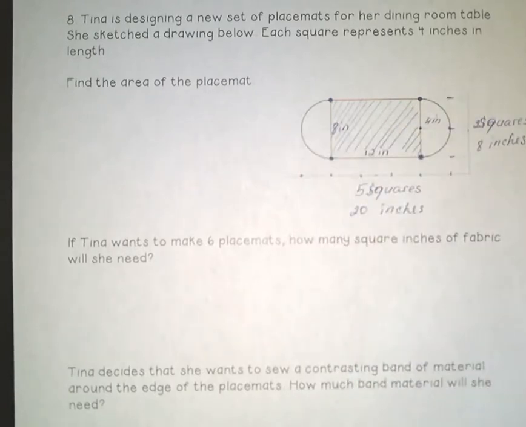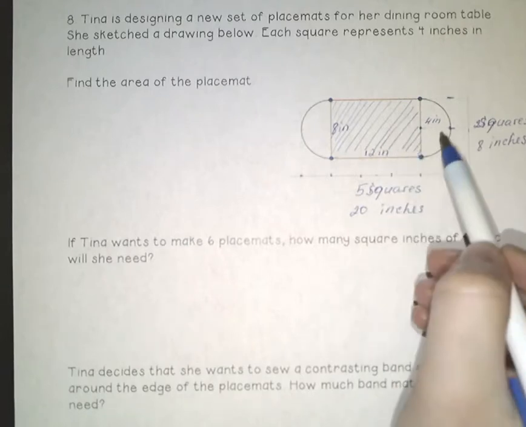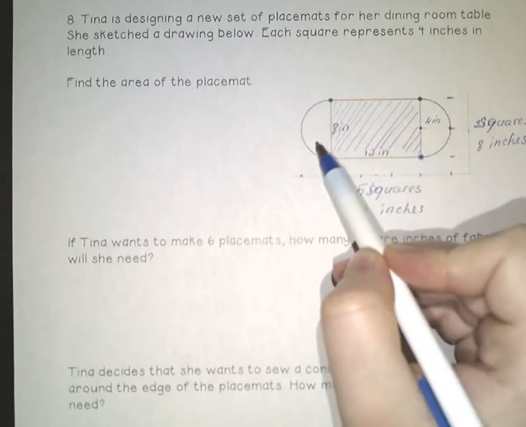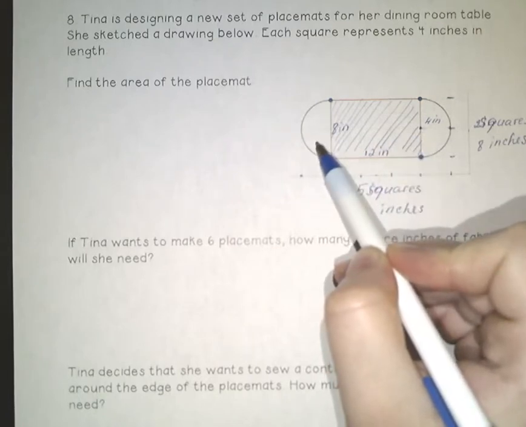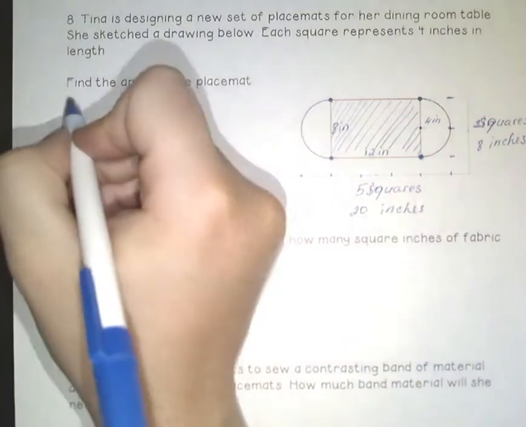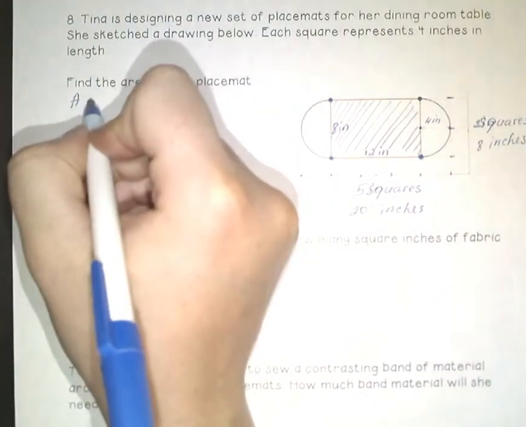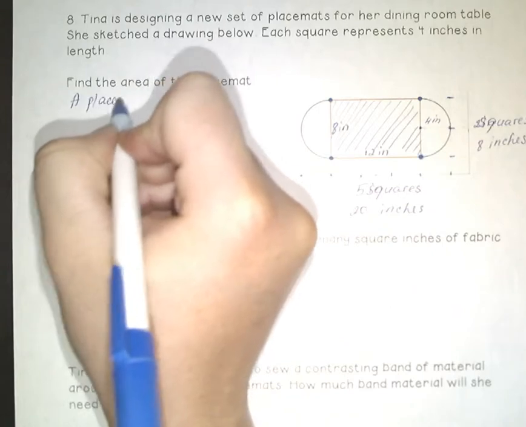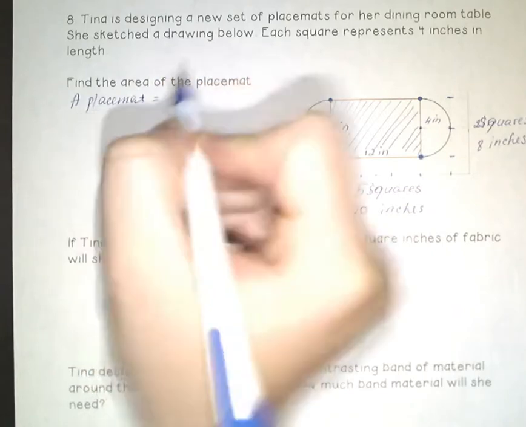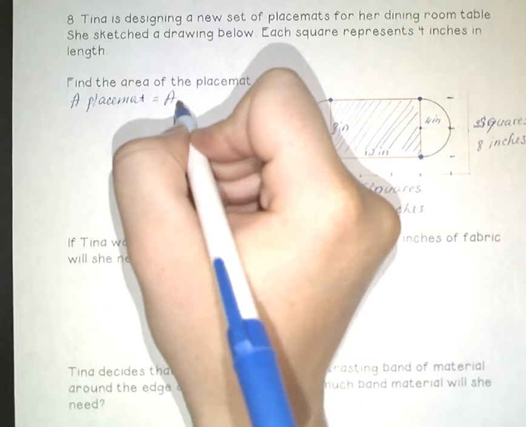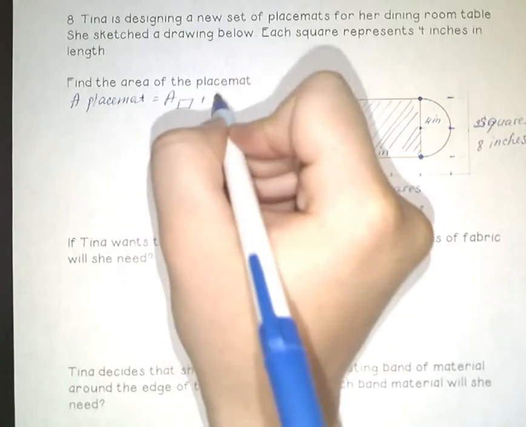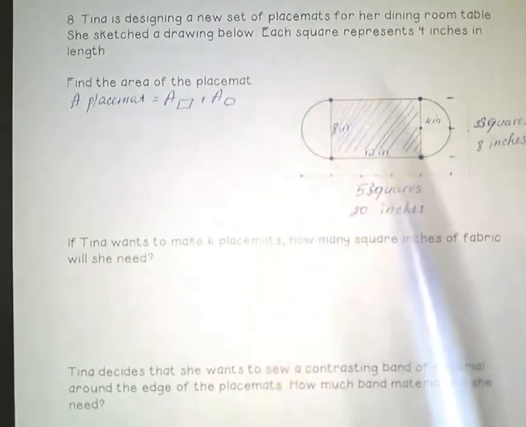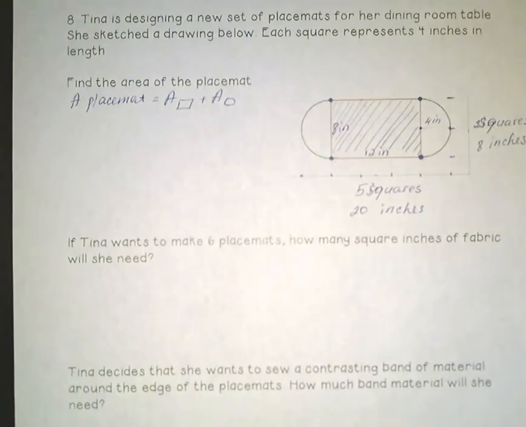Okay, so now to find the area of the whole placemat, I need to find the area of the rectangle, I need to find the area of the whole circle or 2 semicircles, and add them all together. So my strategy is to find the area of the placemat by combining the area of the rectangle and the area of the full circle. Area of a full circle is going to be 2 areas of the semicircles. I'm going to just use 1 full circle.